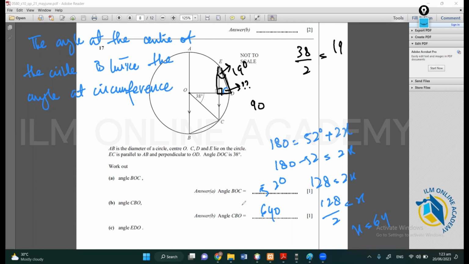So you just have to do what? You just have to do 180 minus 90 minus 19 equals whatever answer you get. So 180 minus 90 minus 19 equals, and the answer is 71 degrees. Okay, the answer is 71 degrees.